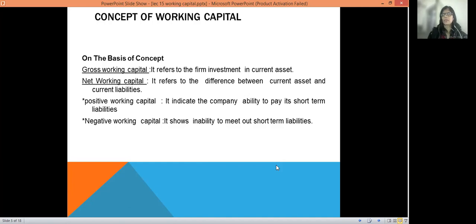And next one is negative working capital. Now, what is that negative working capital? Actually, it shows inability to meet short-term liabilities, because you get negative working capital by current asset minus current liabilities. So when the result is negative, it means your current asset is less as compared to your current liability, and it shows your inability to meet short-term liabilities. Means you are not able to bear your expenses. Your current assets are less, that's why you are not able to bear your short-term liabilities. So that is the basic concept of working capital.